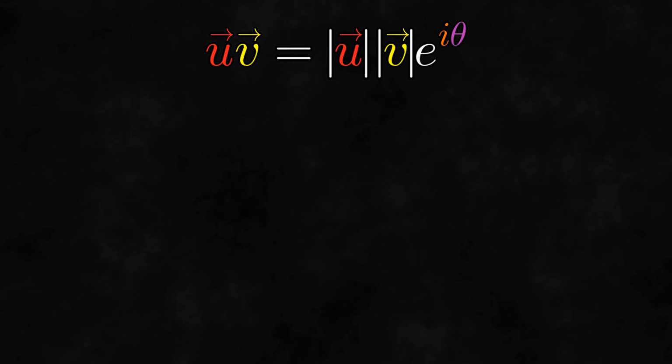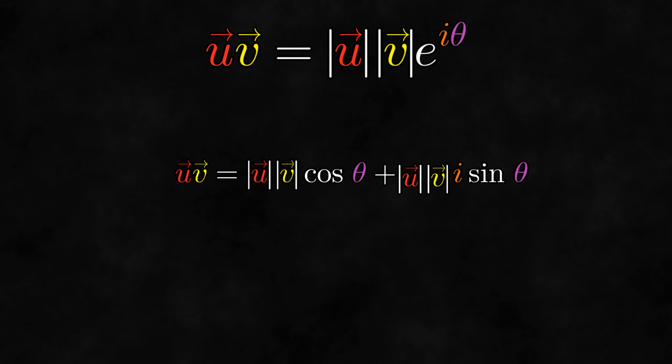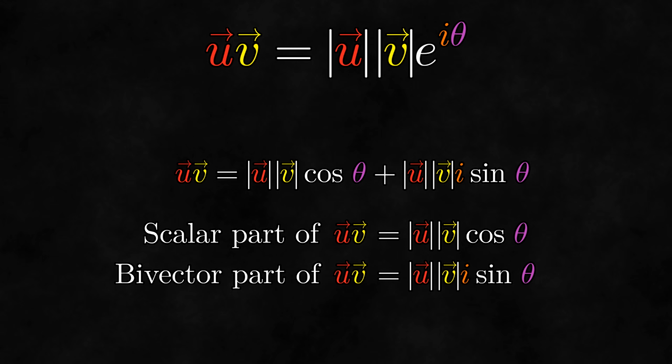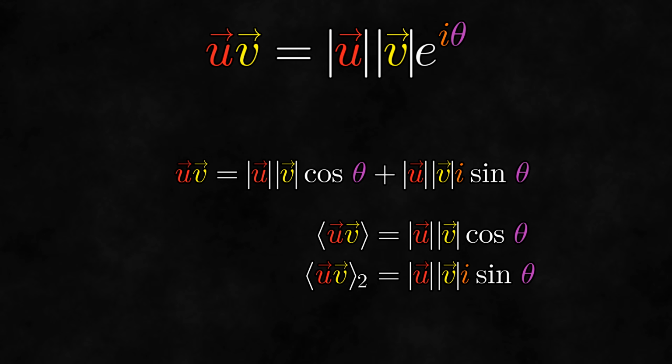Given that the product of 2 vectors is the sum of a scalar and a bivector, we can use this formula to produce equations for the scalar and bivector parts of a vector product. The scalar part is the cosine of theta times the magnitude of each vector, while the bivector part is i times the sine of theta times the magnitude of each vector. We can also write these equations more succinctly by using the grade projection operator.